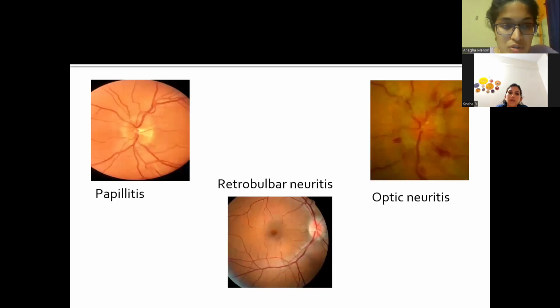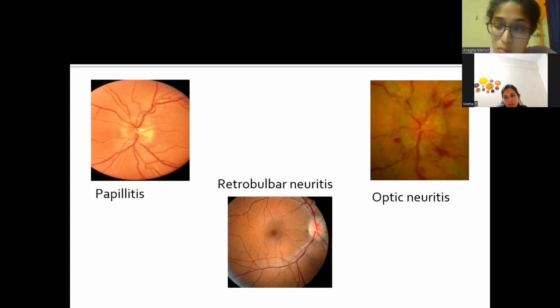So the first picture will be showing papillitis. Papillitis we have to keep in mind. See, this is some inflammation of the disc. Then retrobulbar neuritis. Okay, you can see the inflammation and optic neuritis. You can see some inflammation in the disc, hemorrhages, right? So these three should be kept in mind for your neuro-ophthalmic manifestations.